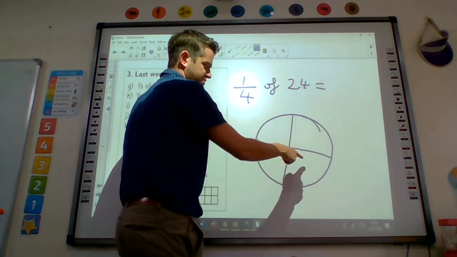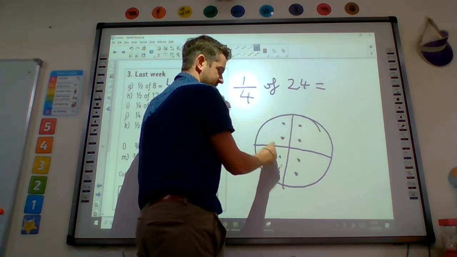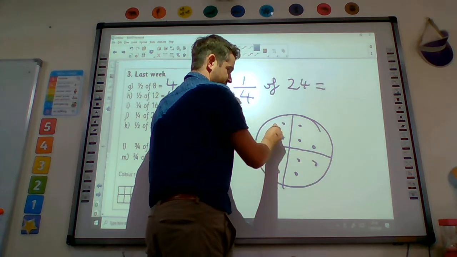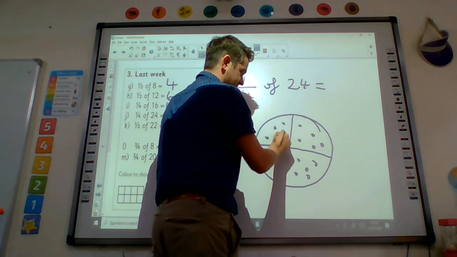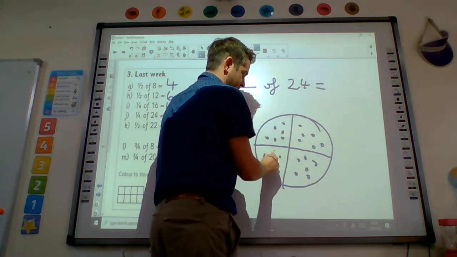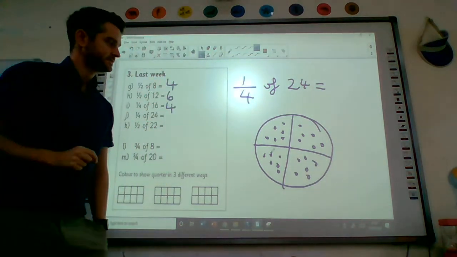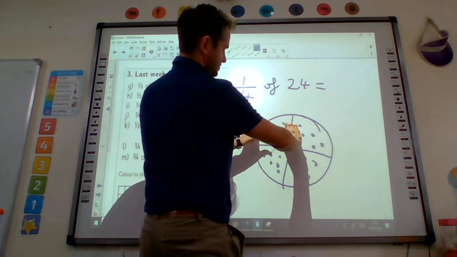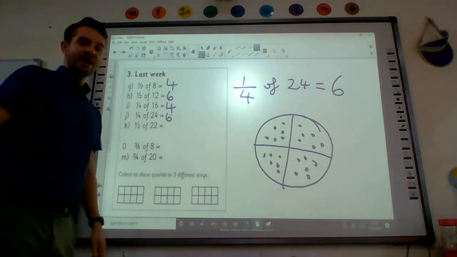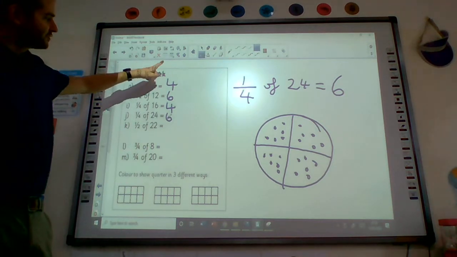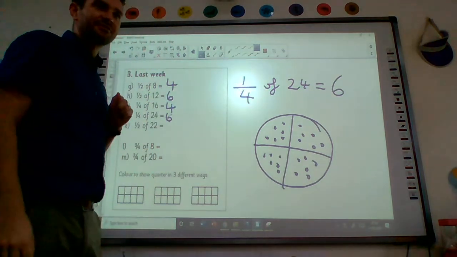24 into quarters. 1, 2, 3, 4, 5, 6, 7, 8, 9, 10, 11, 12, 13, 14, 15, 16, 17, 18, 19, 20, 21, 22, 23, 24. Stop there. Look very carefully at 1 quarter. 1, 2, 3, 4, 5, 6. I'm fairly confident my answer is 6. Look here. It's a pattern. 4, 6, 4, 6. I wonder if the next one is going to carry on the pattern.